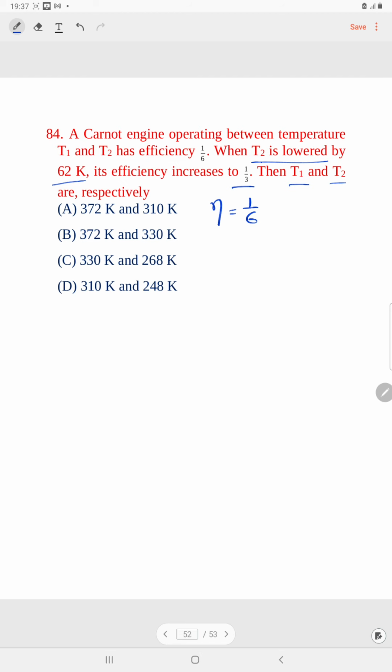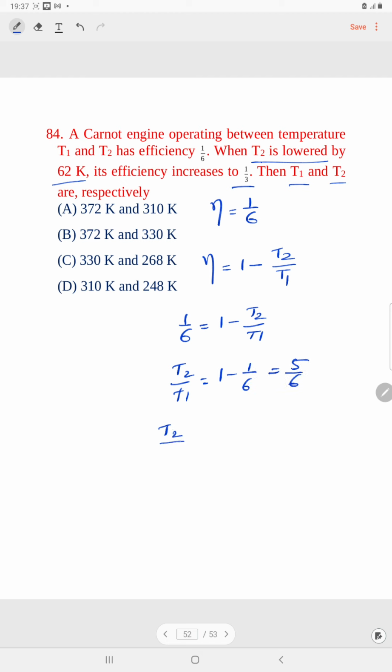That is the question. Let me take the efficiency expression, that is 1 minus T2 divided by T1. Here efficiency is given 1 by 6. Then it is 1 minus T2 by T1. Then T2 by T1 is equal to 1 minus 1 by 6. So that becomes 5 by 6. So I got the ratio of T2 by T1 as 5 by 6. Let it be equation number 1.